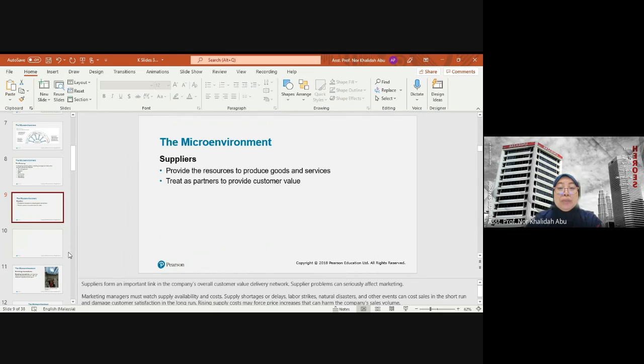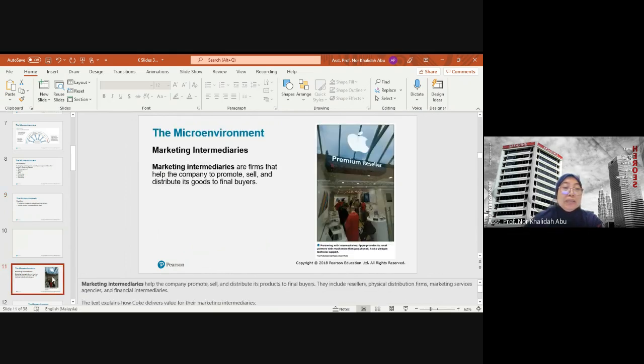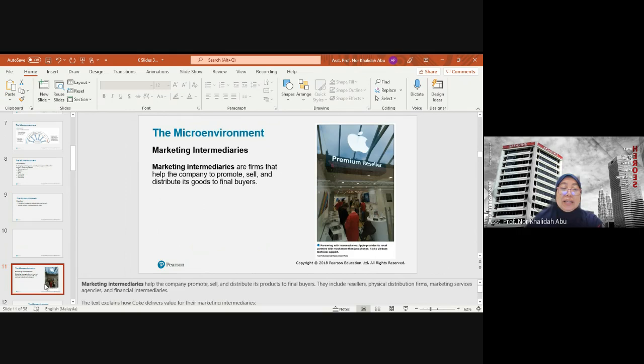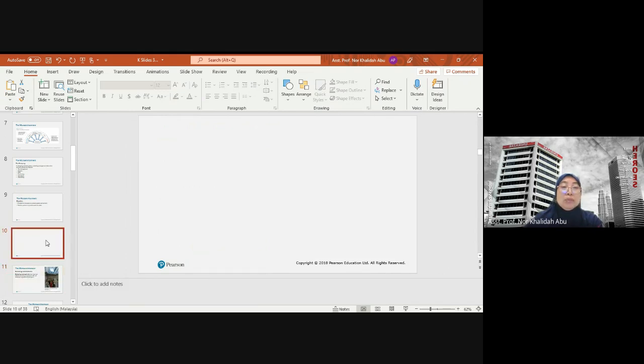The next microenvironment factors are the suppliers, and of course the next one is intermediaries. Suppliers are the ones that provide the materials, parts, or supplies of whatever you're trying to sell to your customers. Intermediaries are the other side, meaning they are the ones that will sell the products on your behalf. These two play an important role in what we call the value network. I think we did some discussion about this last week.